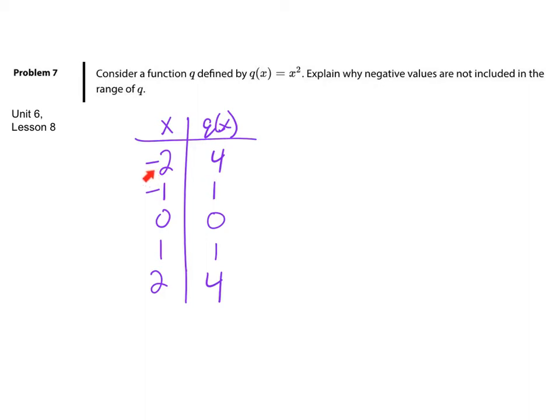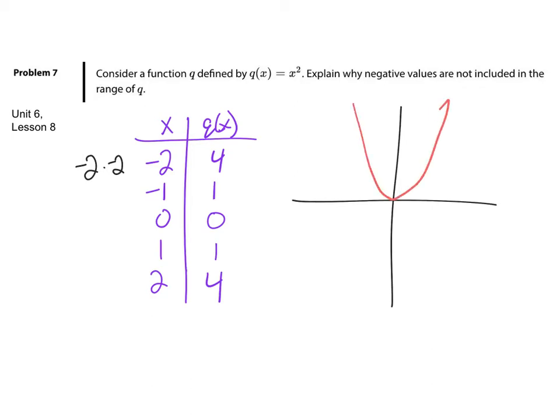So for example, if x is negative 2, that's going to be negative 2 times negative 2 to square it, and that's going to be a positive 4. So even if I have negative values for x, when I square it, I'm still going to end up with positive values for y. Also, if I graph it, you would see something like this. Okay, and it's showing you that all of your y values are positive. There are no y values that are negative.